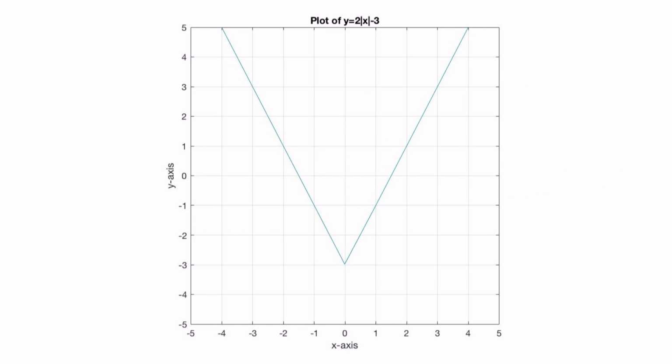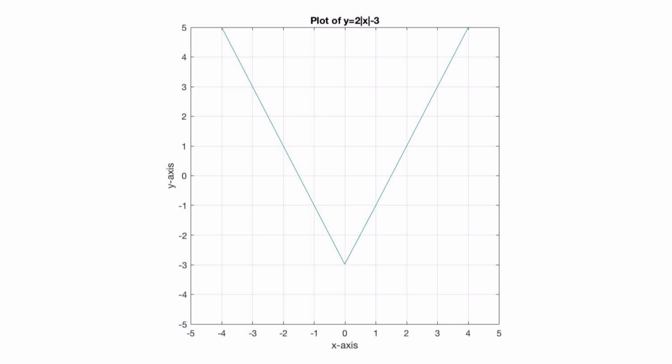If I say had 2 absolute value x minus 3, what does this do? Well, again, we'll see that in general, adding or subtracting this number at the end just shifts the graph up or down. So here it's minus 3, so it shifts down by 3. So I have the value 0, negative 3.